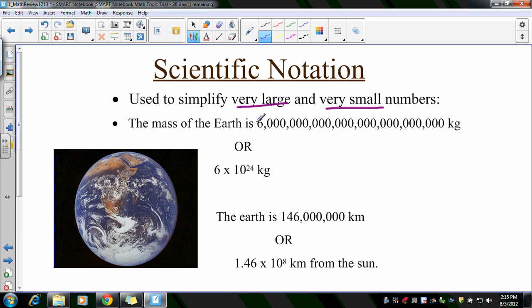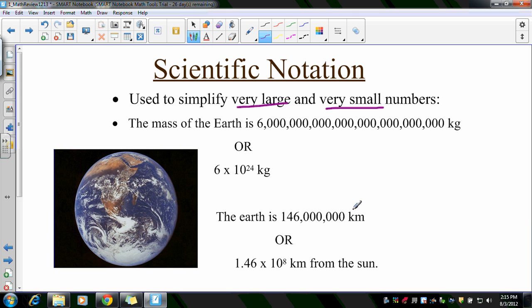So the mass of the Earth is 6 with all of these zeros. Now, anyone, whether they're a scientist or not, does not want to write out a number that looks like this every single time. It is very large. It's a lot of work. But instead, if we write it in scientific notation, it's nice and small and compact. 6 times 10 to the 24th.